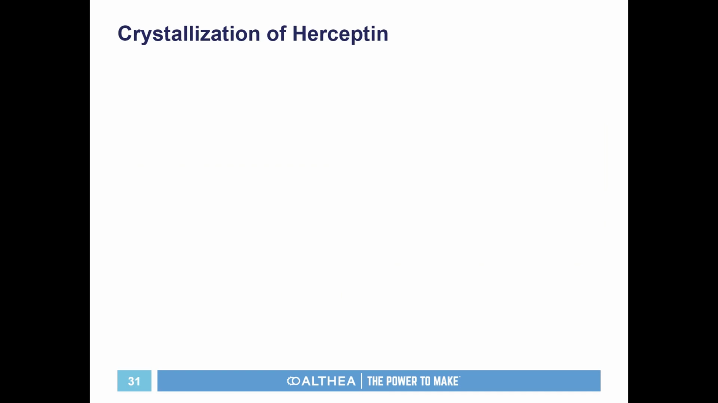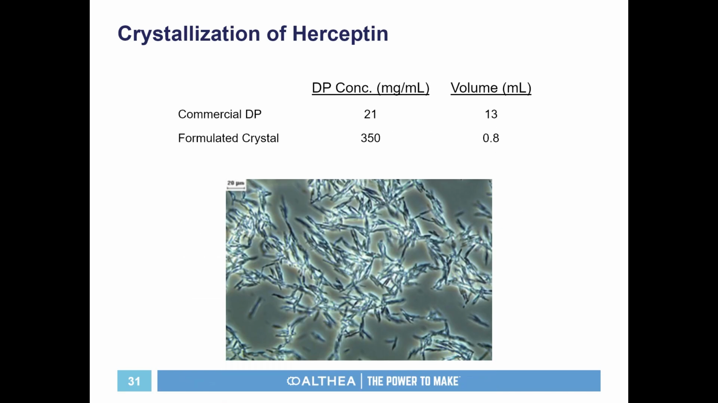So that led us to the actual formulation development of Herceptin. And so as you can see here, we're comparing now the commercial drug product versus our formulated crystal suspension. And as you can see, there are some pretty significant differences between these two. The drug product concentration that's commercially available is 21 mg per mL with a dosage volume of 13 milliliters, while our formulated crystal suspension is 350 milligrams per milliliter at a volume of 0.8 milliliters.